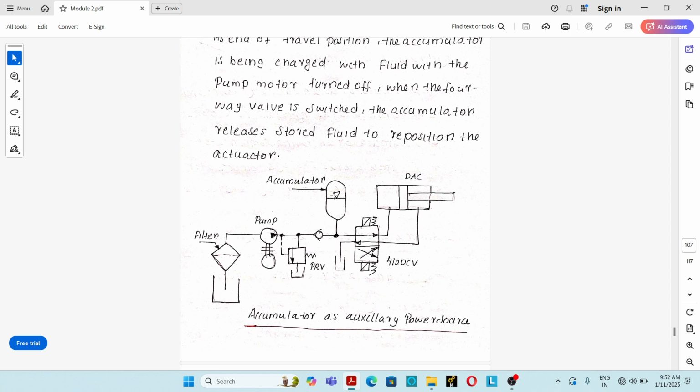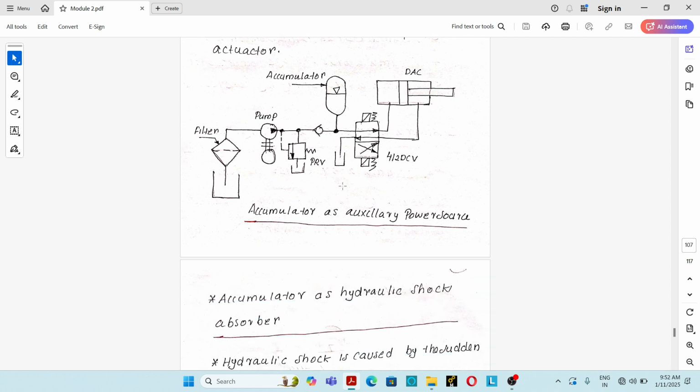And the accumulator will store the hydraulic oil during the idle period of the actuator. Then whenever the actuator requires energy, the accumulator will supply hydraulic oil into the hydraulic actuator. So in this way, the hydraulic accumulator acts as a secondary power source or auxiliary power source.